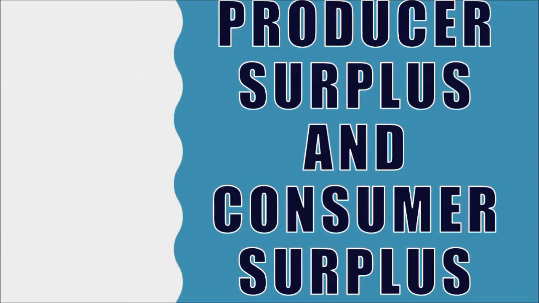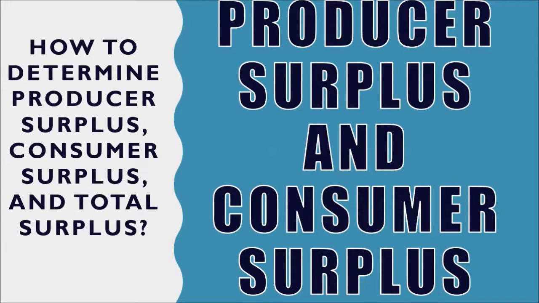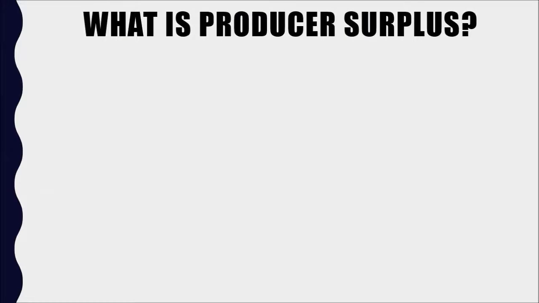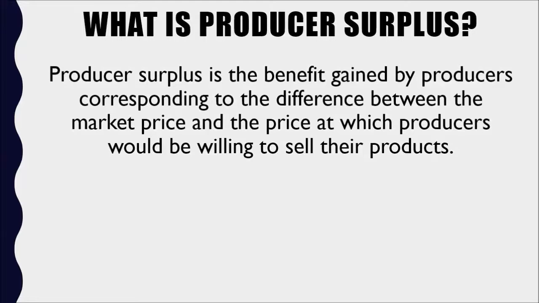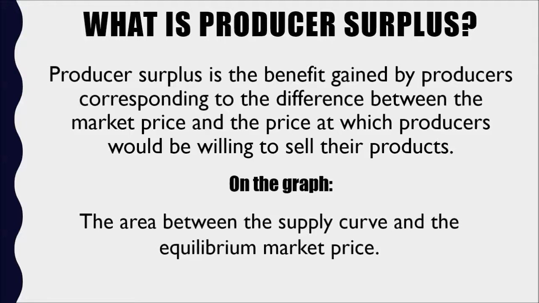In this video, you will learn what the producer surplus and consumer surplus are and how to determine the producer surplus, consumer surplus, and total surplus. Simply put, the producer surplus is the benefit gained by producers corresponding to the difference between the market price and the price at which producers would be willing to sell their products. In terms of graphical presentation, the producer surplus is the area between the supply curve and the equilibrium market price.